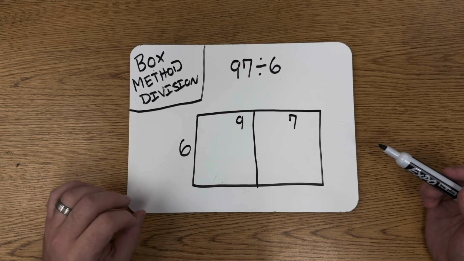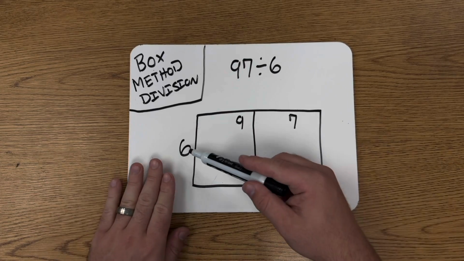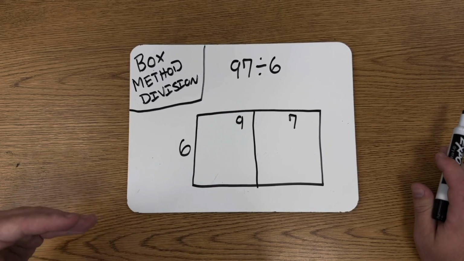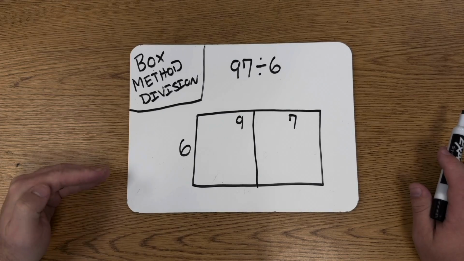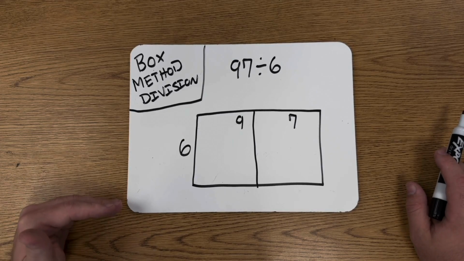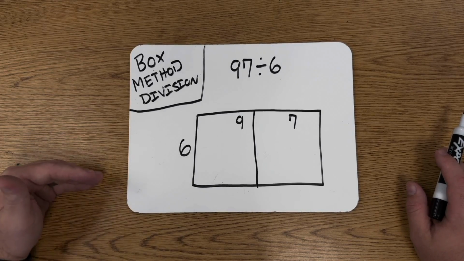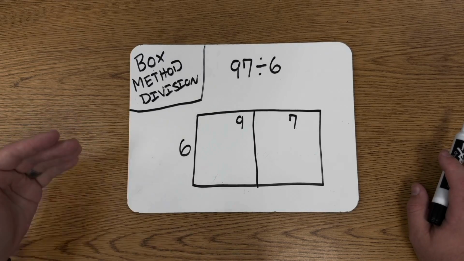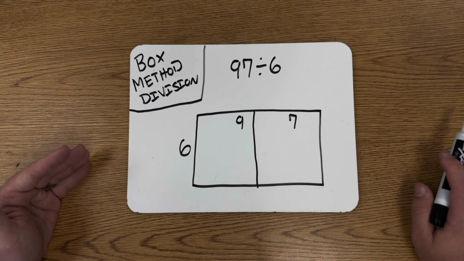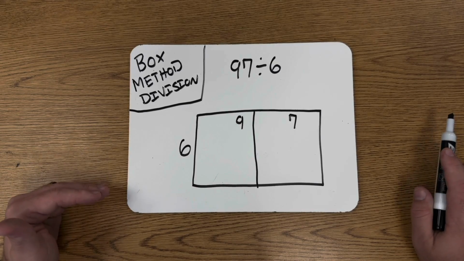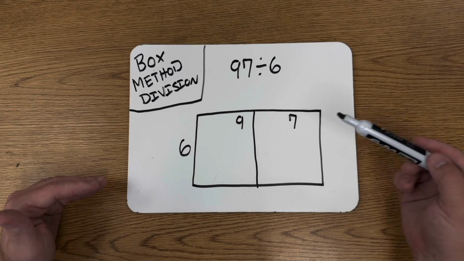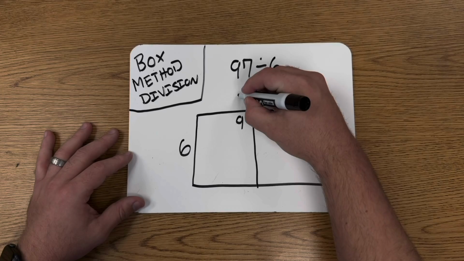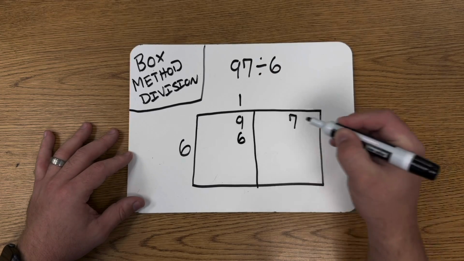Okay, so when it comes to the box method of division, we're going to take a look at our first box here. We're going to look at 6 and 9, and I'm going to ask myself, how many 6s can I get out of the number 9? Or what can I multiply times 6 to get to the number 9, or at least as close to it as I can without going over? I think of 6 times 1 is 6, but 6 times 2 is 12. 12 would be over our 9, so I have to do 1. So I'm going to come up here and do 6 times 1 equals 6.